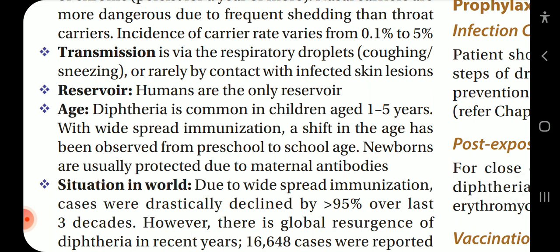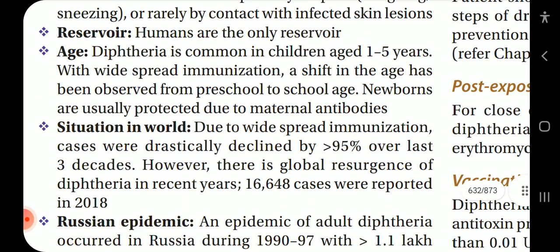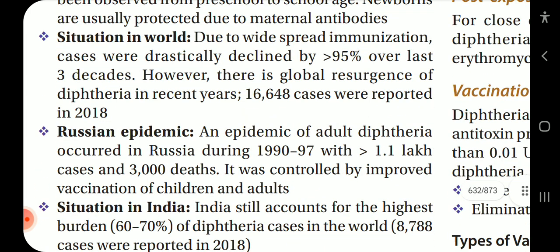Transmission is via the respiratory droplets, coughing, sneezing, or rarely by contact with infected skin lesions. Reservoir: humans are the only reservoir. Age: diphtheria is more common in children aged 1 to 5 years. With widespread immunization, a shift in the age has been observed from preschool to school age. Newborns are usually protected due to maternal antibodies.